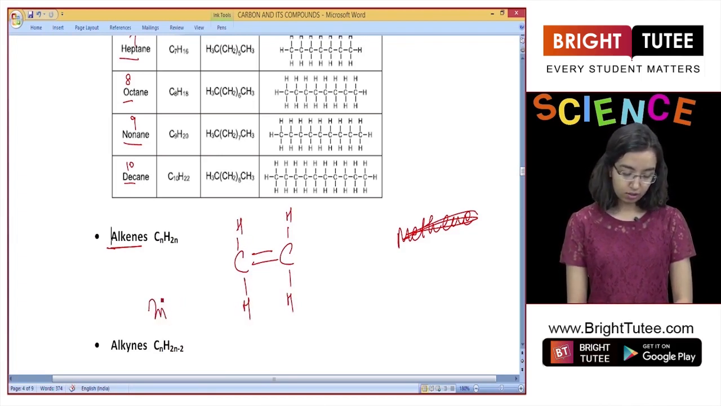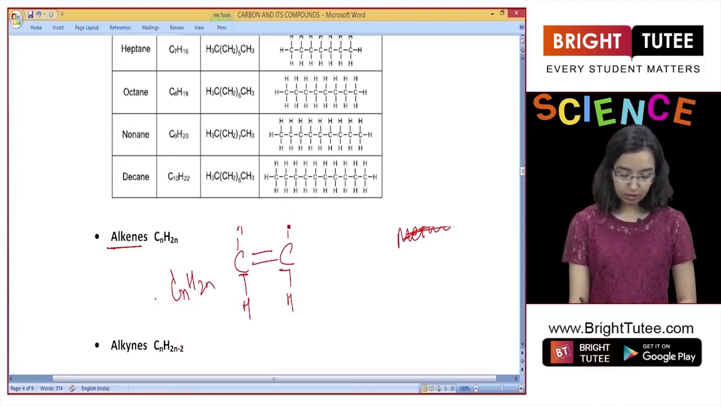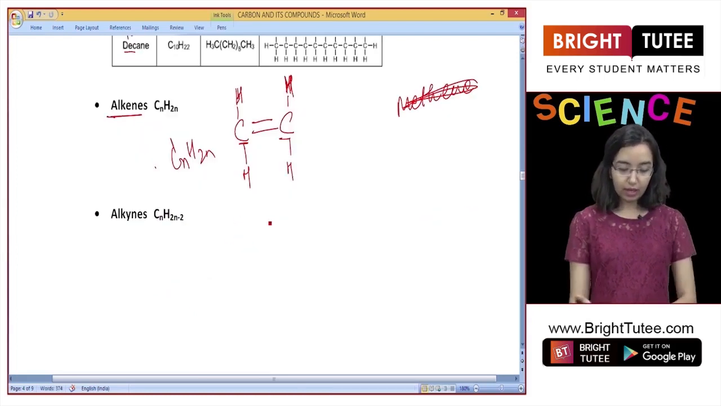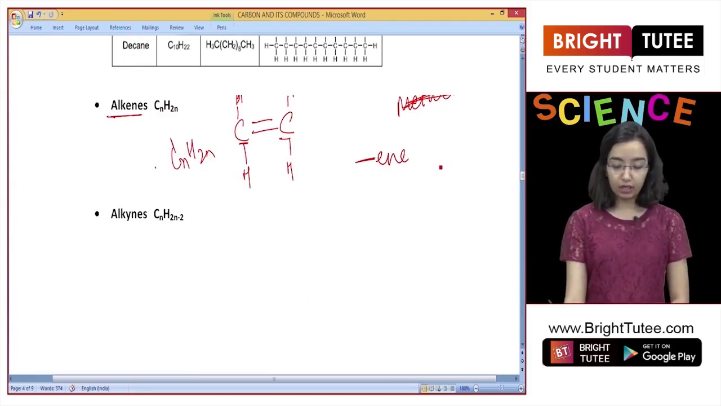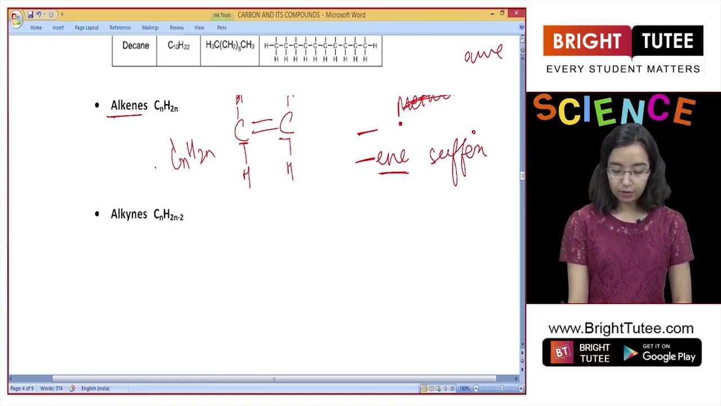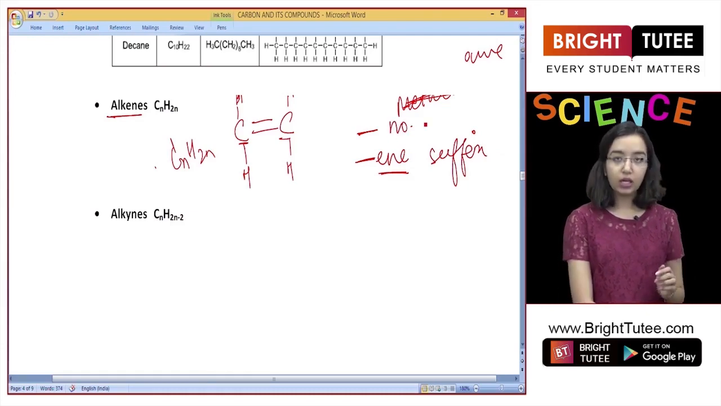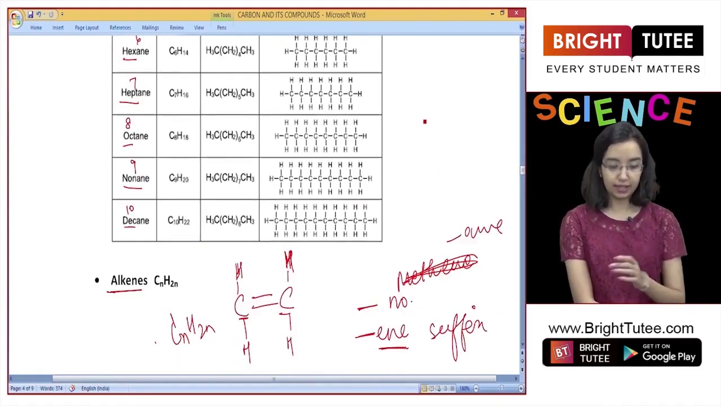The formula is CnH2n, right? So there are 2 carbons, and the remaining valencies here will be filled with hydrogen. And here the suffix used will be -ene, whereas it was -ane for the previous one. The suffix will be -ene, and the prefix will be based on the number. So based on the number, it will be ethene, propene, butene, pentene, hexene, heptene, like that, right?